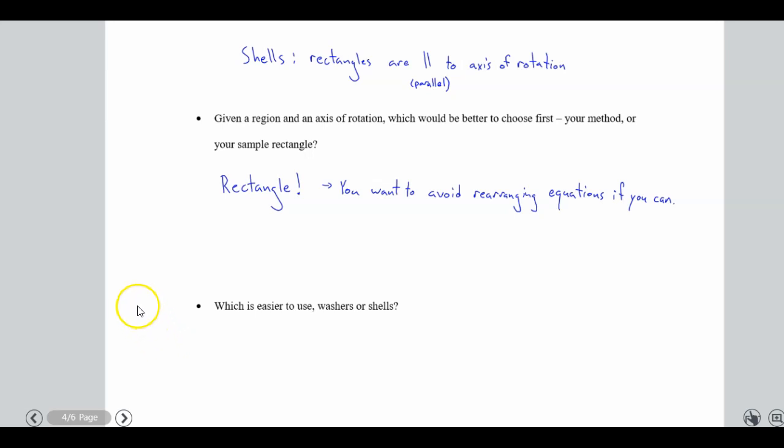Alright, well that'll do it. The next video will have a couple more examples where the axis of rotation is not the X or Y axis. So be sure to check that out.